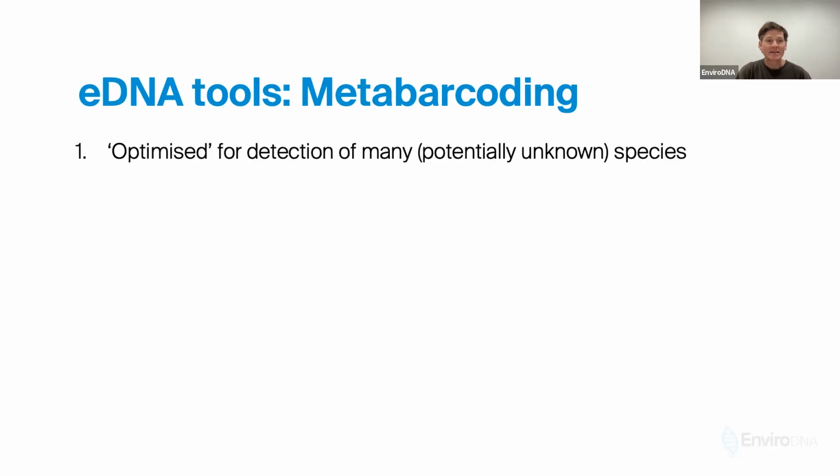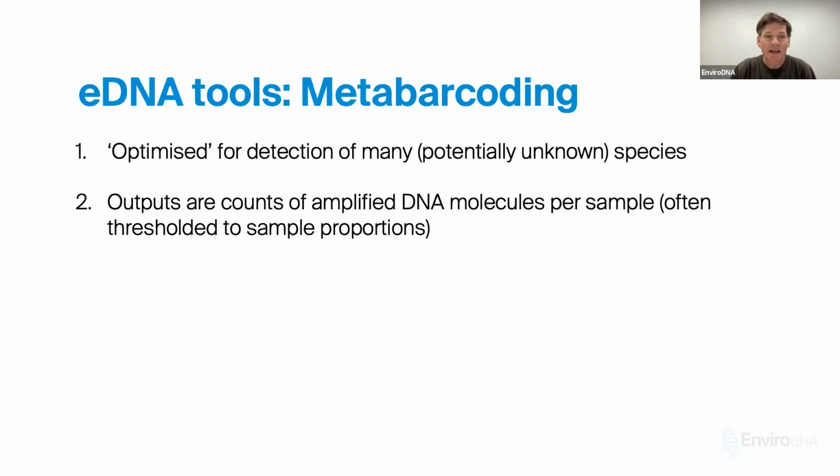So metabarcoding, yes, is optimized for detection of many potentially unknown species. The outputs in this case are not copies per unit substrate, or even thresholded copies as they are for qPCR. We'll often threshold to do just binary detected or non-detected, depending upon the project aims. In this case, for metabarcoding, you will often receive counts of amplified DNA molecules per sample.